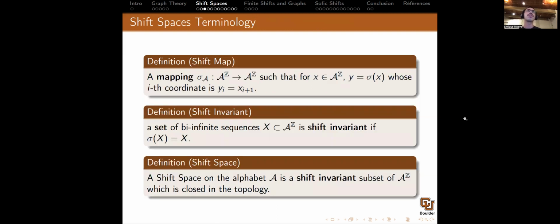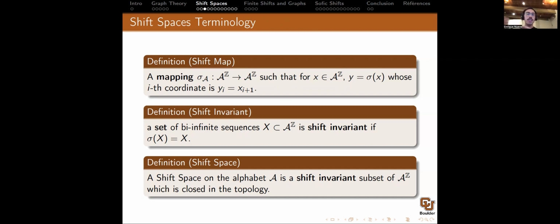Here is some terminology that goes with shift spaces: a shift map, a mapping from the full shift to the full shift, such that for any point x in the full shift, y is equal to sigma of x, whose ith coordinate is y_i equal to x_{i+1}. Although not too intuitive, all this is: if I have a bi-infinite sequence, let's say this is my 0 coordinate, I apply the shift map, it's just going to map me to another bi-infinite sequence where everything is moved over by 1. That's it.